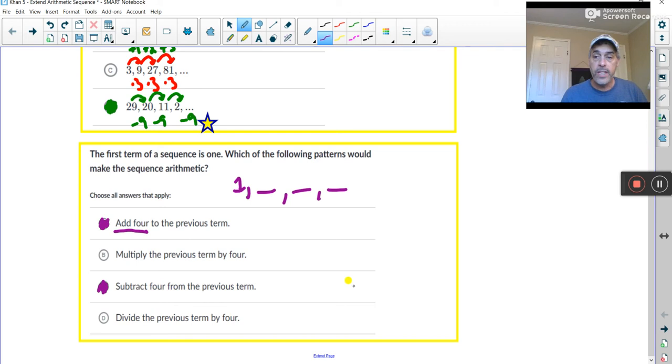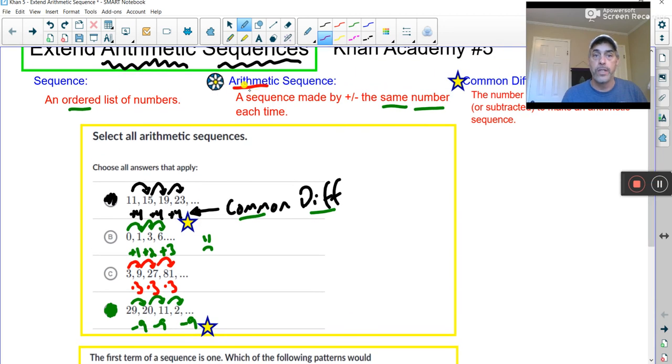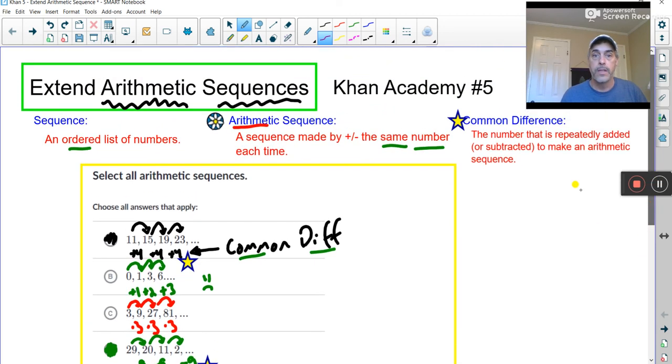No, all of these would create an ordered list of numbers, but only the two, A and C, would give us what's called an arithmetic sequence, a sequence made by adding and subtracting the same number each time.